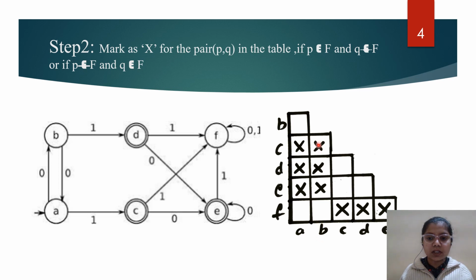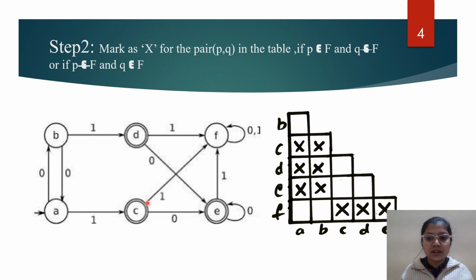Next, BC. B does not belong to the final state, whereas C belongs to the final state, so BC is marked. Next is BD. B does not belong to the final state, whereas D belongs to the final state, so BD is marked. Next is BE. B does not belong to the final state. E belongs to the final state, so BE is marked. Next is BF. B does not belong to the final state. F also does not belong to the final state, so BF is not marked.